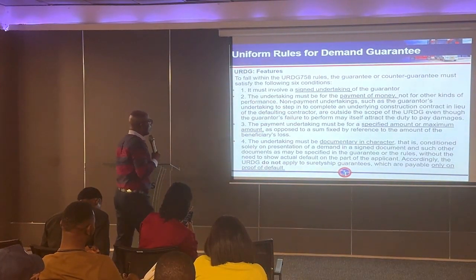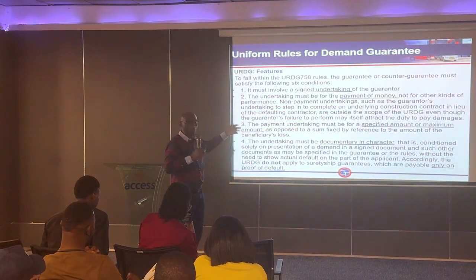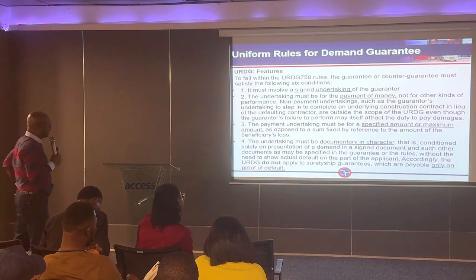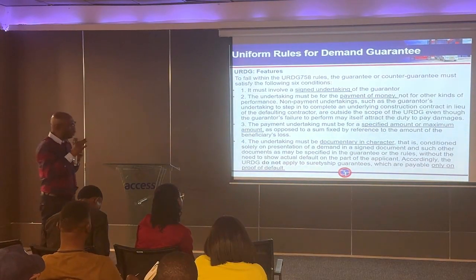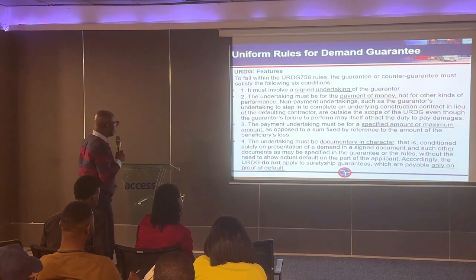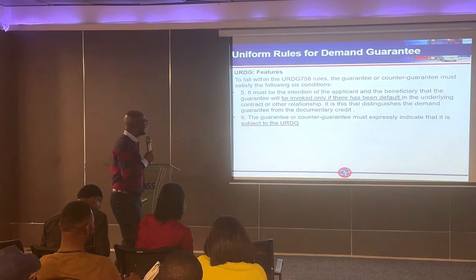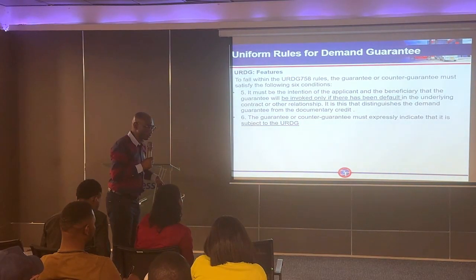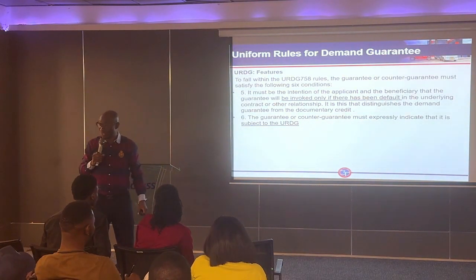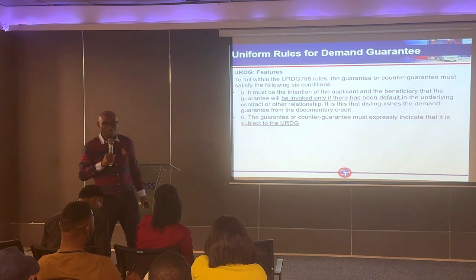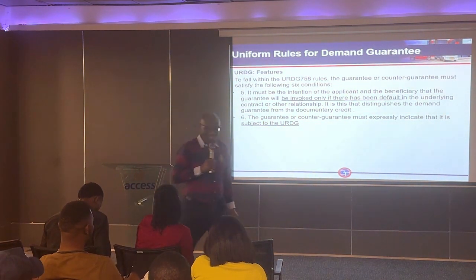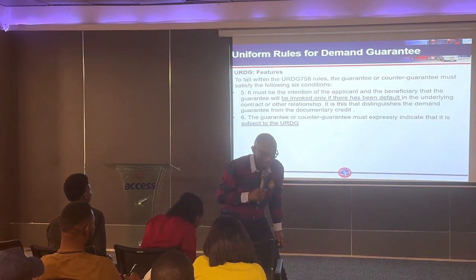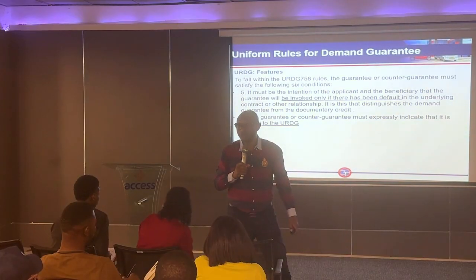Number 3, it must have a maximum amount, so it's not open-ended. Number 4, it must be documentary in character. What that means is that it is only based on documents that payment will be made. Number 5, it must be the intention of both parties that it will only be invoked if there is a default. So that means you can only do this with someone that has integrity. I told you yesterday that international trade is a fantastic tool for money laundering, and guarantees and standbys make it worse.